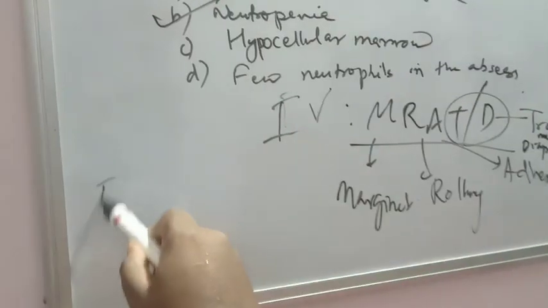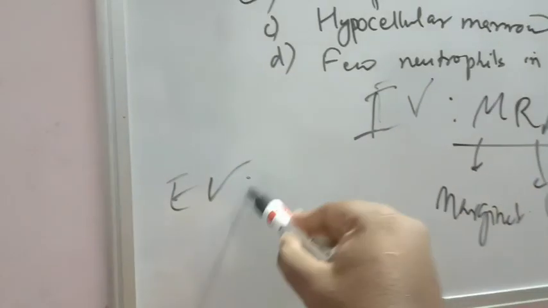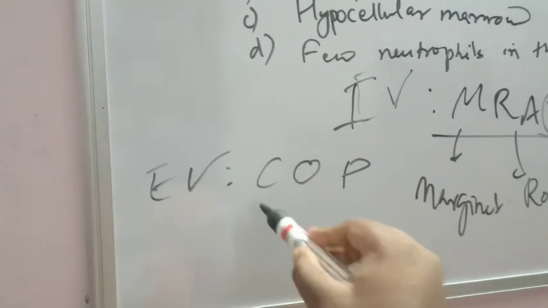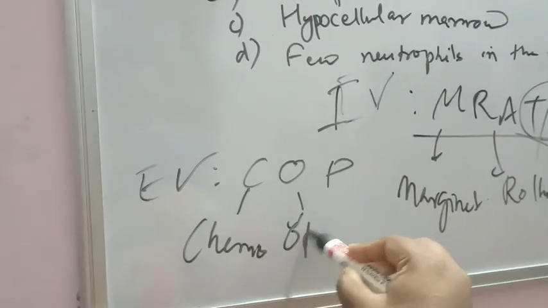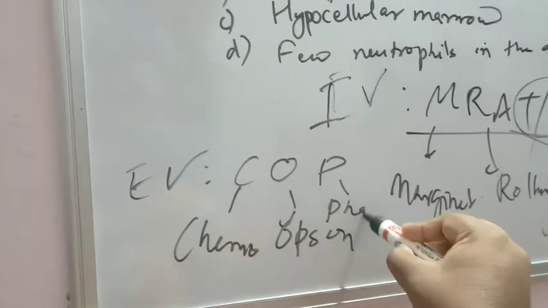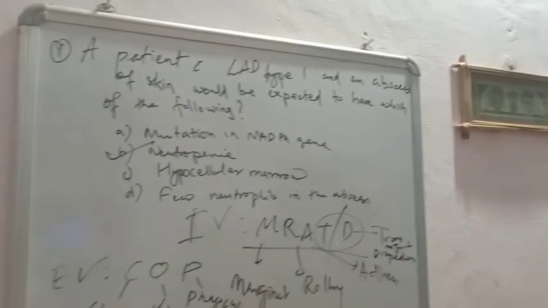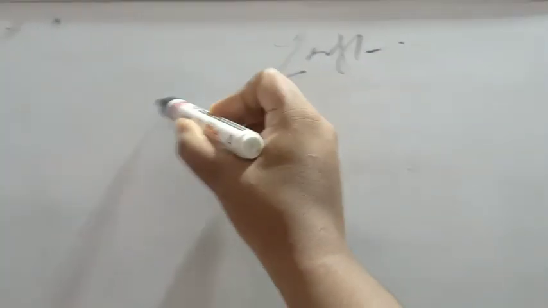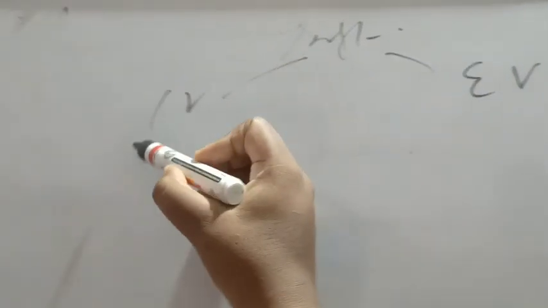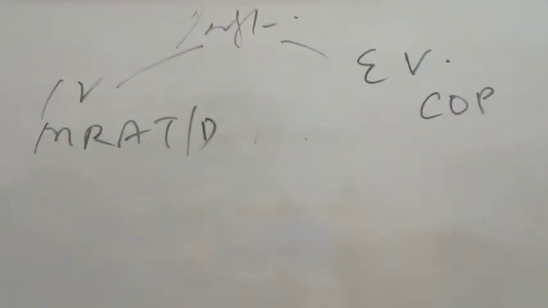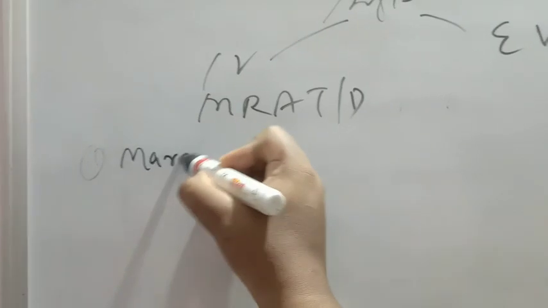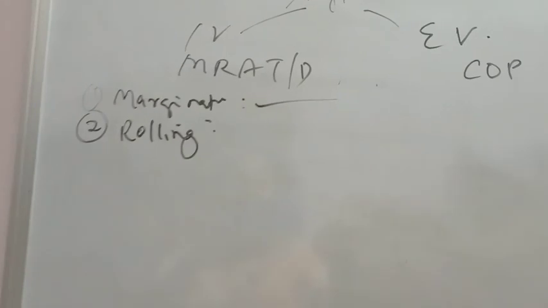What are the extravascular changes? Chemotaxis, opsonization, and phagocytosis. Here there is no place, so I am writing it in a better way. I am thinking of totally finishing this chapter, all the important questions for you. In inflammation, there are intravascular and extravascular changes. Intravascular is MRAT or D, and extravascular is COP. As for margination, there is no question about it in the exam. Margination is just margination.